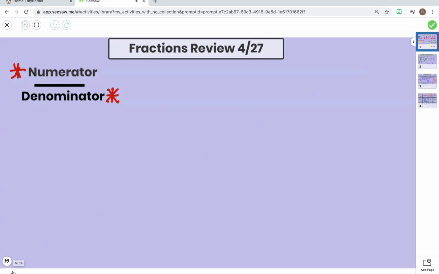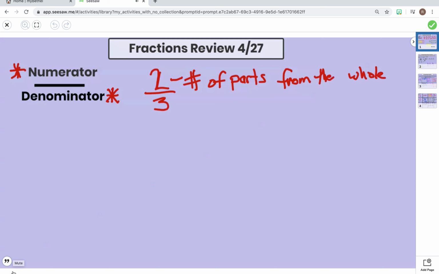All right, so I'm going to give an example of a fraction. Okay, we're going to do 2/3. So remember, our numerator, that's our top one, that's going to be number of parts from the whole. And the bottom, our denominator, is number of total parts.